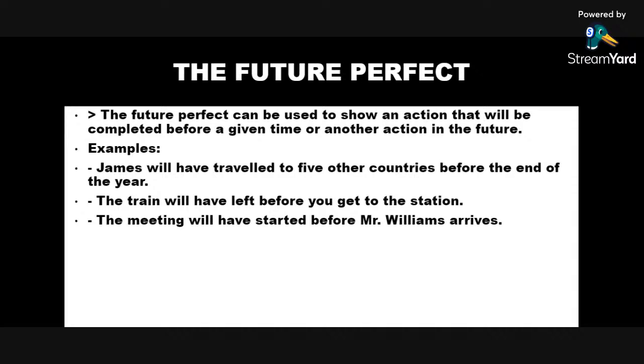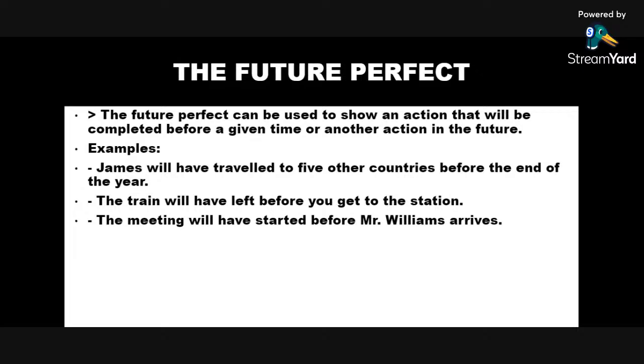One, he's traveling to other countries before the end of the year, okay? The year ending is one thing, then the event or the action of his traveling to 5 other continents is one. Then another example is the train will have left before you get to the station. There are two things here: the train leaving is one action we are looking at, the train leaving.